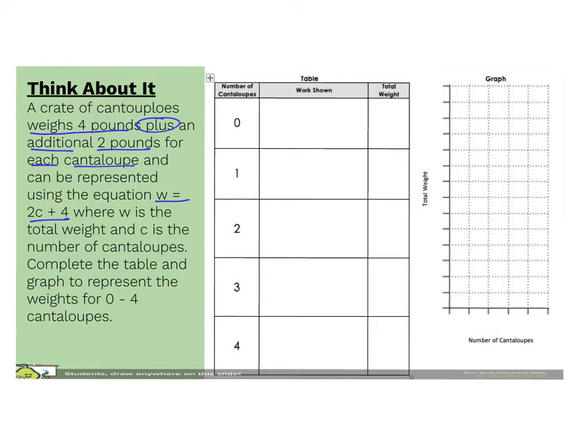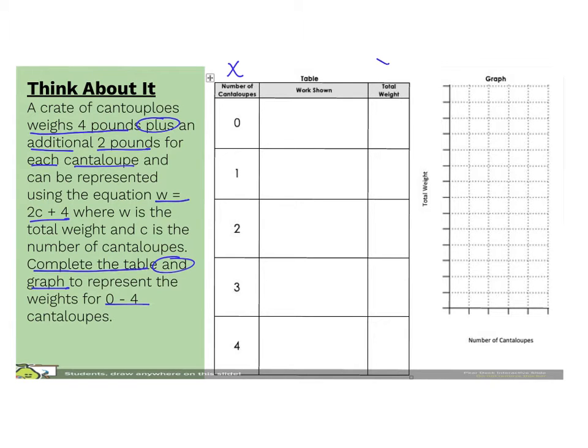And we always want to underline what they're asking us to do. So we need to complete the table and we need to graph it for 0 through 4 cantaloupes. So how do we do this? Well, first we're going to fill in the table, and then we'll use our table to complete our picture, which is called the graph.